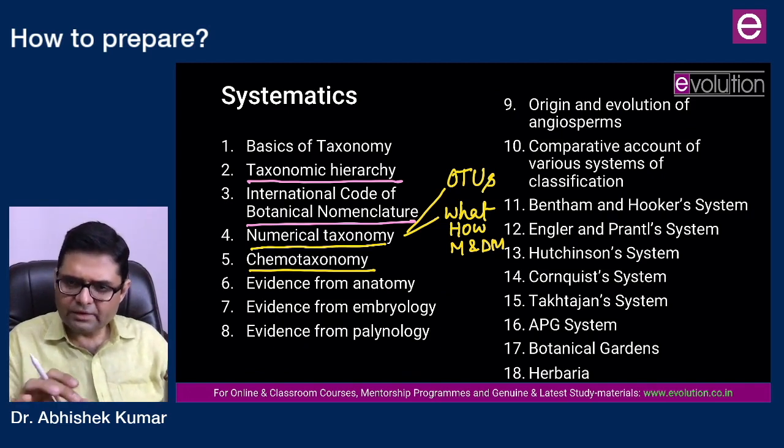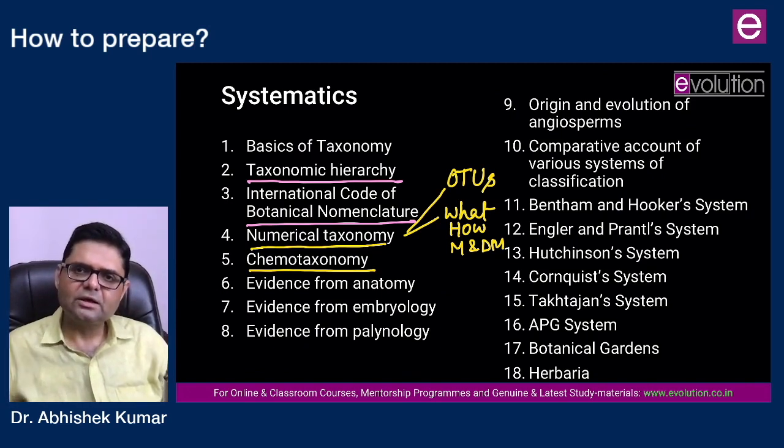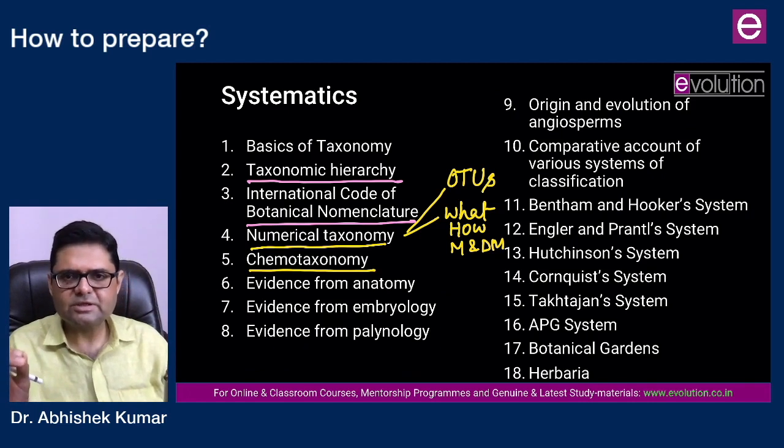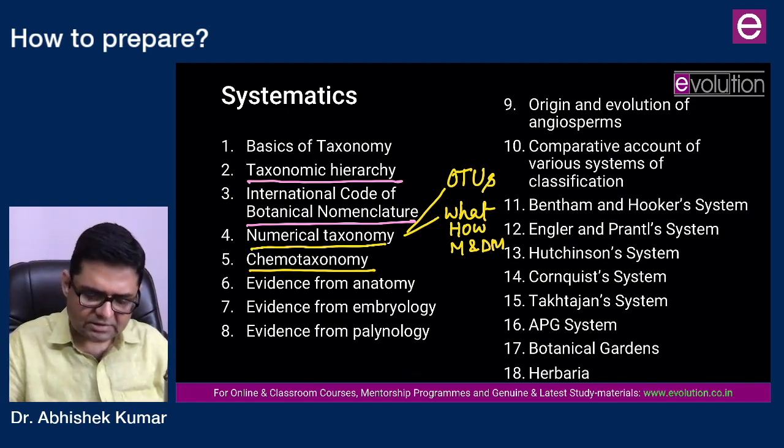Then the 10th topic you do not have to do separately. The 10th topic is a natural outcome of what you do from topic number 11 to topic number 16. So these are the classification systems that you have to know. What are the things that you need to know in a classification system?